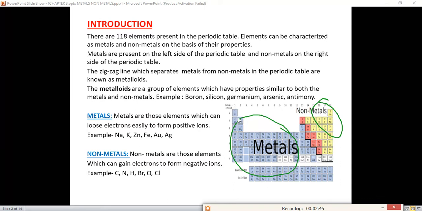What are metalloids? Metalloids are those elements which have some properties of metals and some properties of non-metals, meaning they show properties of both metals and non-metals. Some examples of metalloids are boron, silicon, germanium, arsenic, antimony. Two or three metalloid examples you should know. Sometimes a question can be asked: what are metalloids? Give examples. The metalloids are a group of elements which have some properties of metals and some properties of non-metals. Examples are boron and silicon.